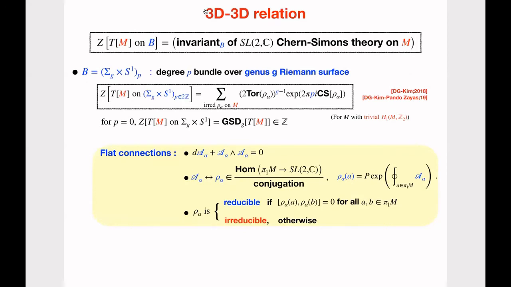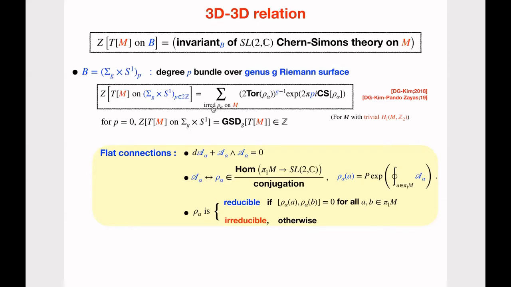Let me give a very concrete example of the 3D-3D relation. We want to compute the 2+1 dimensional quantum system on this Euclidean manifold, and it turns out that this partition function can be written as this mathematical topological invariant of the three manifold. Here the summation is over irreducible SL(2,C) flat connections on the three manifold. For each SL(2,C) flat connection, there is a topological invariant called the Chern-Simons invariant and the Reidemeister torsion, the adjoint Reidemeister torsion.